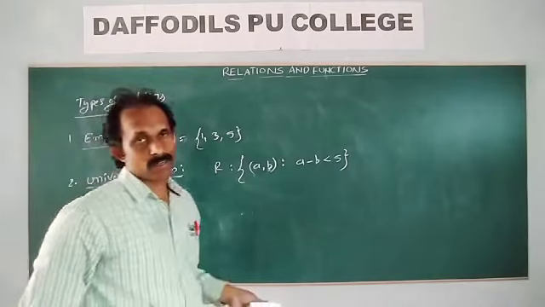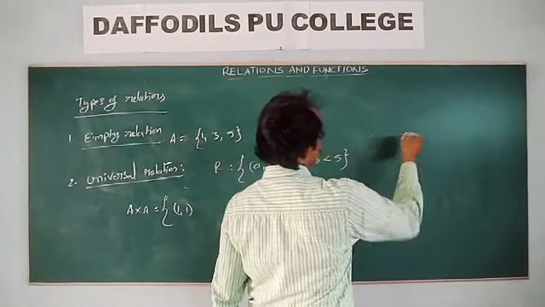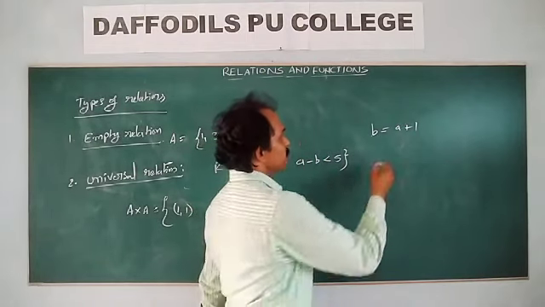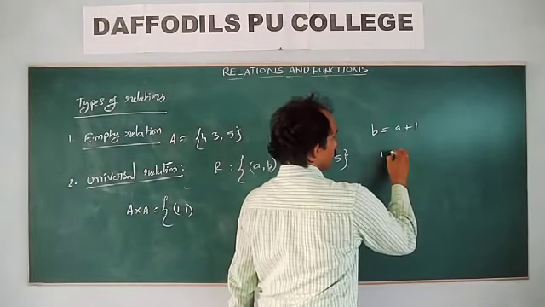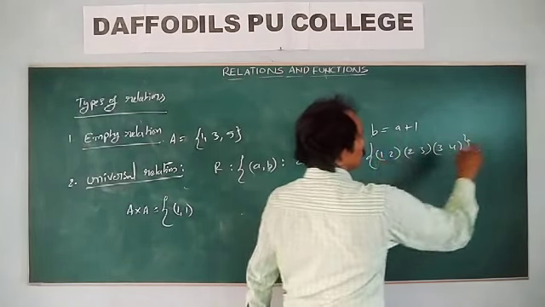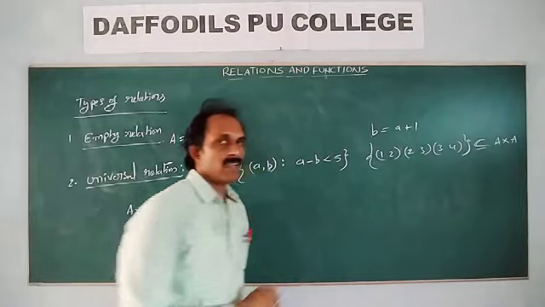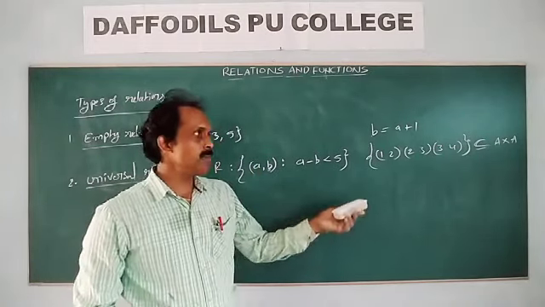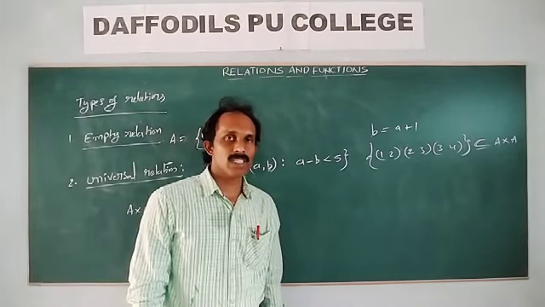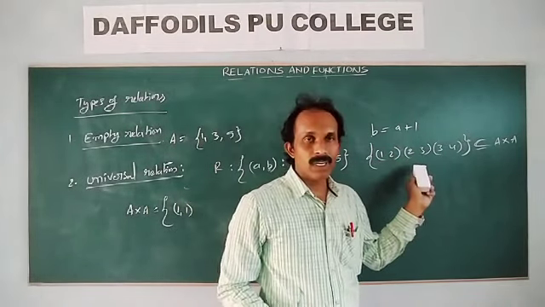A relation means some subset, not equal to A. Suppose in the previous problem b is equal to a plus 1. Only some elements satisfy: if you take 1, it is (1, 2), (2, 3), (3, 4). Some only. So this is a subset of A cross A, not the total elements. Sometimes it may be equal, sometimes just a subset. A subset is nothing but a relation.